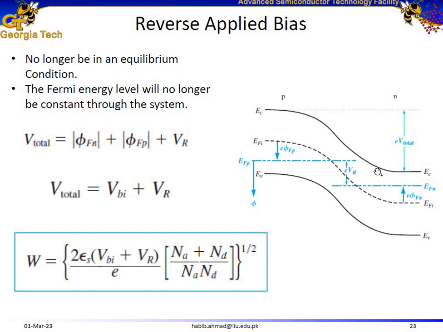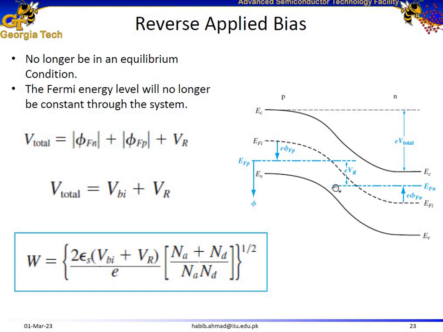Under the application of bias, the Fermi level is no longer constant throughout the entire semiconductor material. I told you that for thermal equilibrium, we have a constant Fermi level throughout the entire semiconductor. But under reverse bias or under forward bias, the Fermi level would not be constant. For example, over here we now have two values for the Fermi potential: the Fermi potential on the p side and the Fermi potential on the n side of the semiconductor. So now the total potential V total is equal to the sum of phi Fn plus phi Fp plus the applied reverse bias voltage.